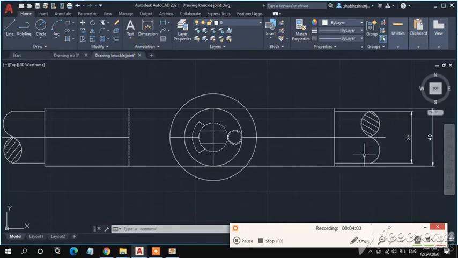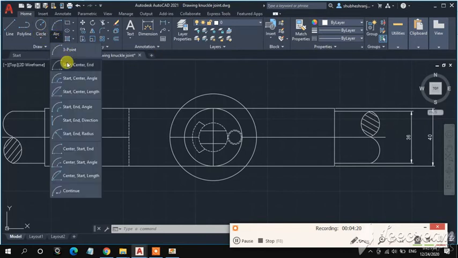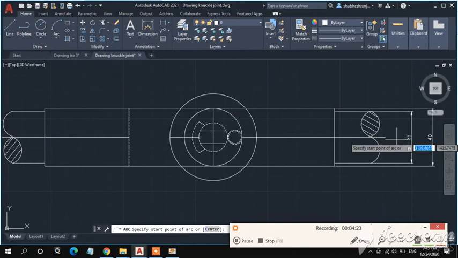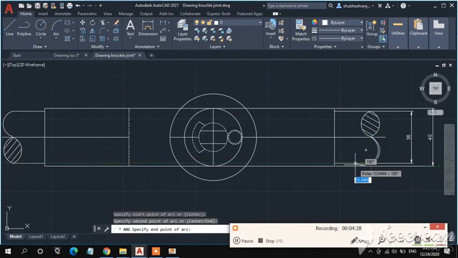This one is 8, and the upper one is. Now after that, first you have to split the shaft with the line command.